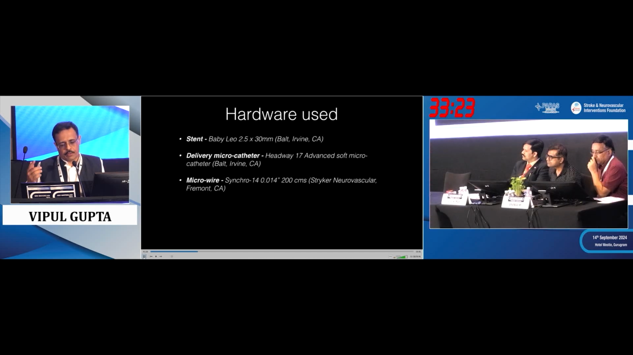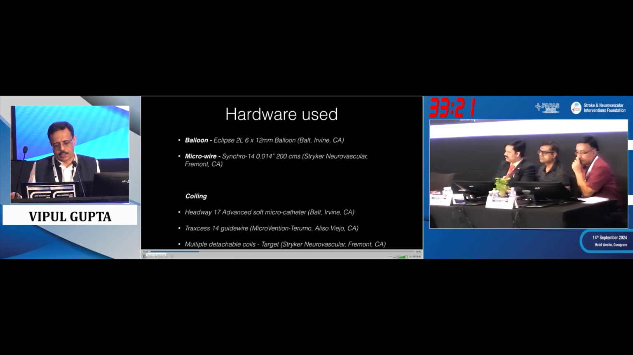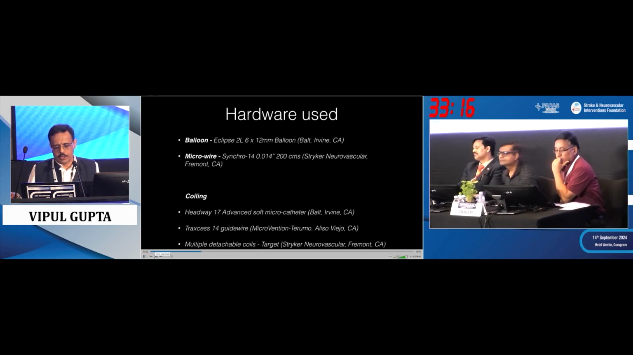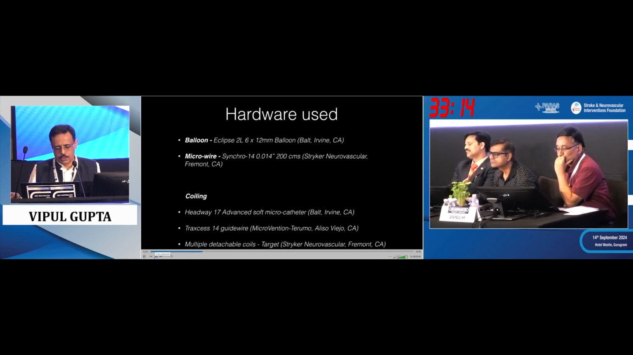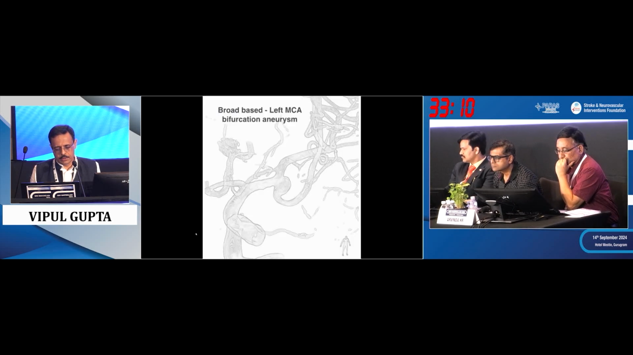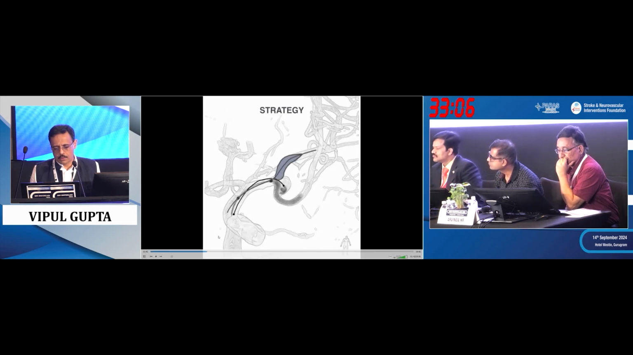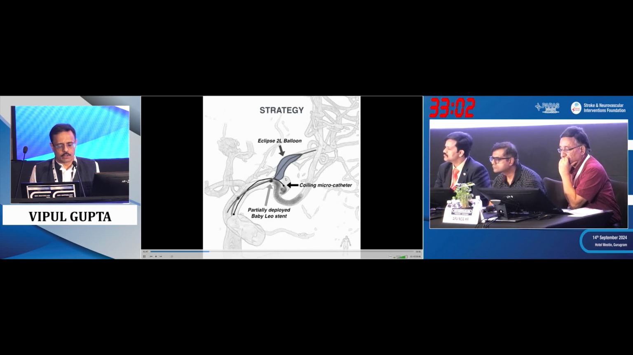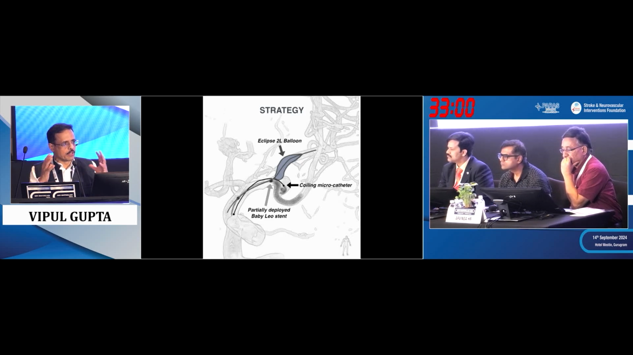There will not be enough space for good coiling. Atlas is a great stent, and we have seen a lot of progressive thrombosis with Atlas as well, and it changes the angle as well. So we use an Eclipse 12 in the upper branch. I think we use Synchro and Headway for delivery of the stent. So this was the strategy: partially deployed stent here, balloon here, so we can get a dense packing in and we can reconstruct.